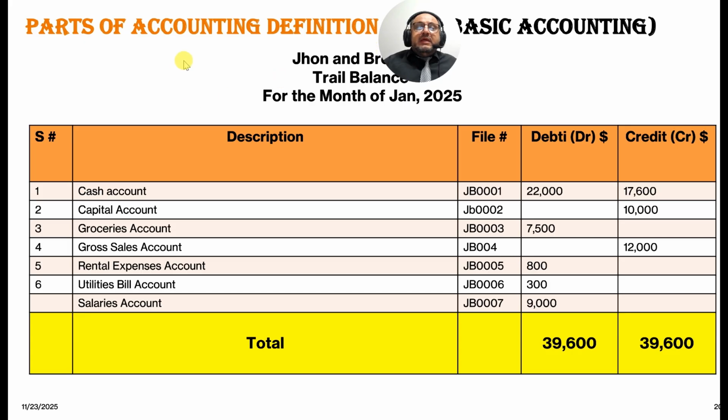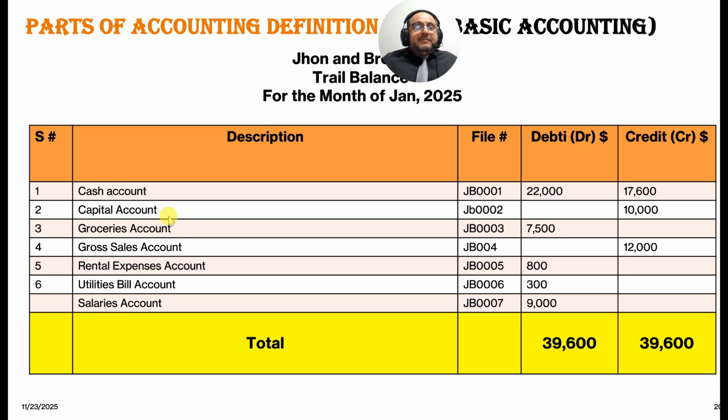If you remember the ledger accounts, I taught you how to transfer the cash account, capital account, groceries account, gross sales account, rental expenses, and utility expenses into the trial balance. Here I'm just going to give you hints. You have already gotten some information in my previous video on how to prepare the trial balance. But here I would like to go into detail on how to transfer those accounts, and by which source we transferred those accounts.